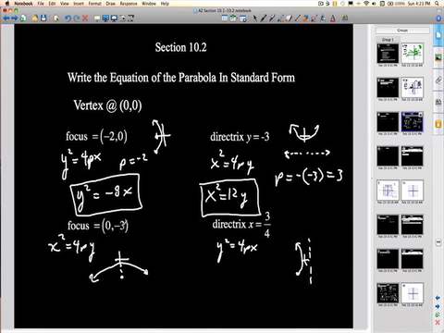Down here, my focus, p is negative 3. Remember, p comes directly from the focus. The directrix gives you the opposite of p. So negative 3, so I'll get x squared is equal to negative 12y. And over here, the opposite of 3/4 is p, so that will be negative 3/4. 4 times negative 3/4 is going to be negative 3x.